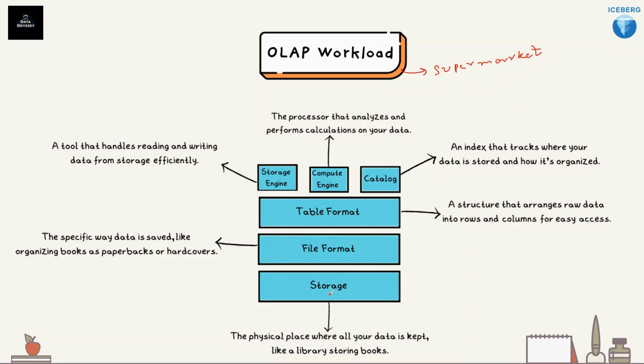So at the bottommost part of the architecture, you can see storage written, and what is it? It's basically a physical place where all your data is being kept, similar to a library storing books. Now, with respect to the analogy of a supermarket, it's the warehouse. It's the place where all your products are being stored before being placed on the shelves, and it's the place where all your data is being stored in an OLAP workload. So, just like a supermarket warehouse stocks goods, data storage stocks information. It holds the information for any OLAP workload.